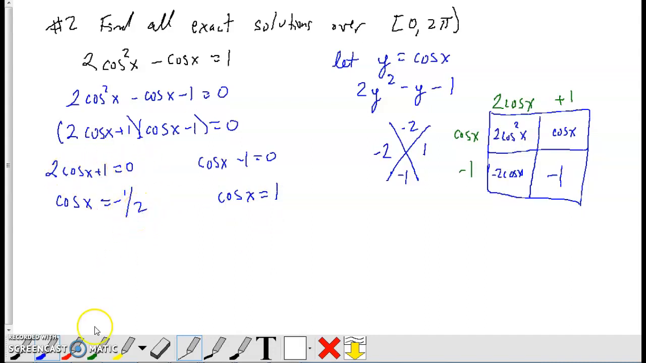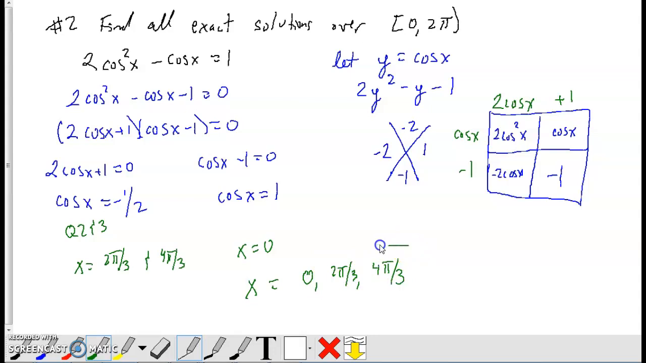All right, where is cosine negative? I know I'm looking at quadrant 2 and quadrant 3. Again, I'm doing radians on this one. So my radians should be 2 pi over 3 and 4 pi over 3. For cosine x equal to 1, there's only one answer. It's not in a quadrant. It's just 0. So here are all of my solutions: 0, 2 pi over 3, and 4 pi over 3.